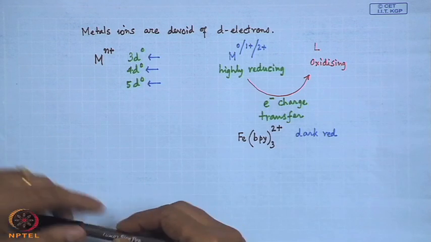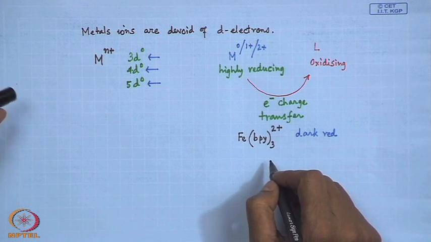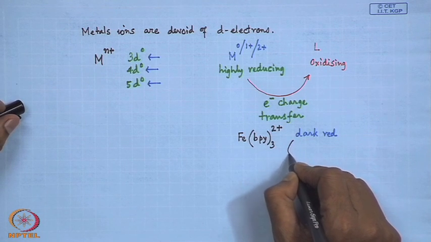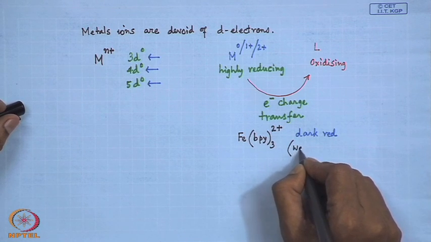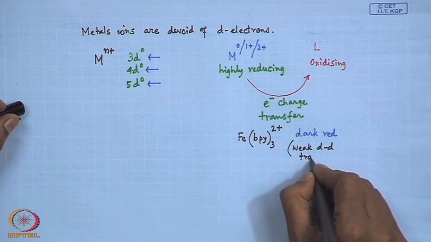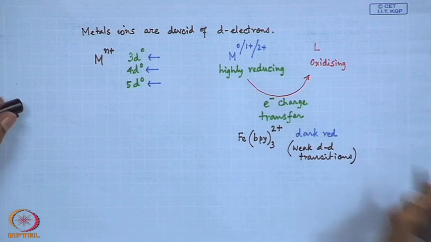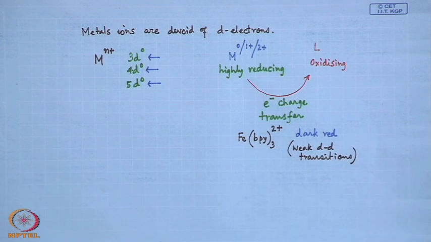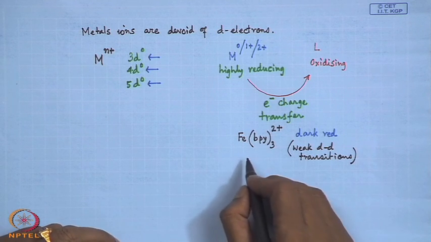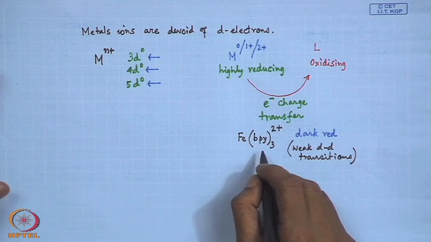The intensity of this color, that means the dark red color, is due only to the charge transfer transitions. And in some cases we can also have some underlying weak d-d transitions, but it would be very difficult to detect that very weak d-d transition, which is basically overlapping with the corresponding charge transfer transition, which is of very high intensity.